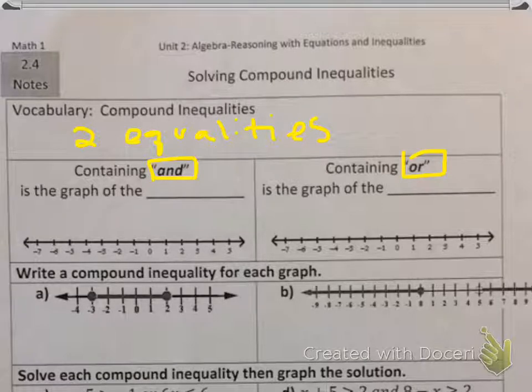When we have an and compound inequality, that's when the graph is the solution of both inequalities, or it solves both inequalities at the same time. It's the overlapping part, and maybe that's the word to put right here, the overlapping of both inequalities. When we're talking about or, the graph is each inequality, meaning it's both of them separately.